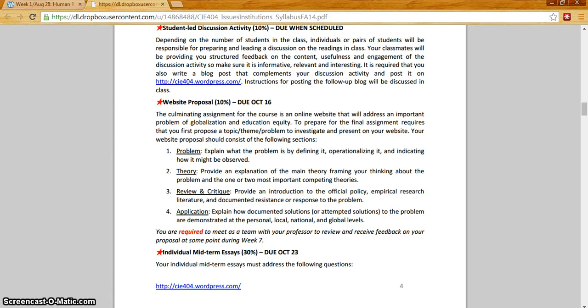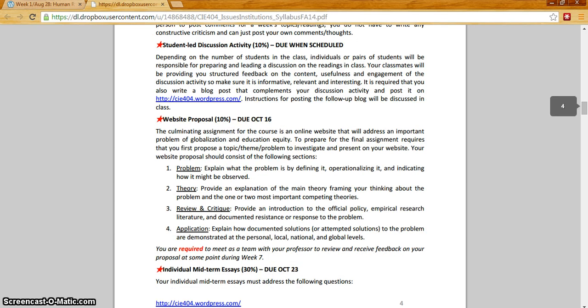We're still discussing the syllabus for CIE 404, Issues and Institutions in International Educational Development. We were talking about some of the different assignments and had just gotten through talking about the participation requirement. And now we're talking about student-led discussion activities. 10% of your grade. It's due whenever it's scheduled. That's depending on when you choose.